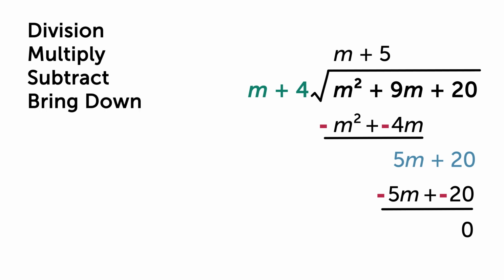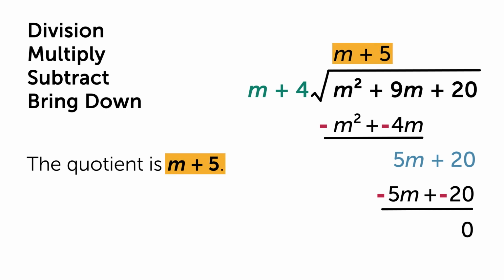The final step is to bring down the next term in the original dividend, but there is no other term from the original dividend to bring down. And because there is nothing left over after our subtraction in the previous step, there is no remainder for this problem, so we are done. The quotient is m plus 5.